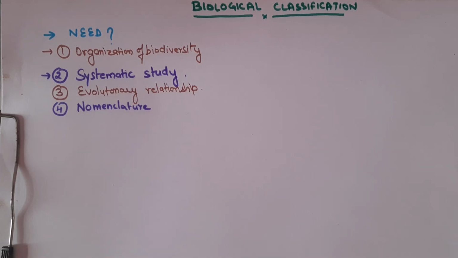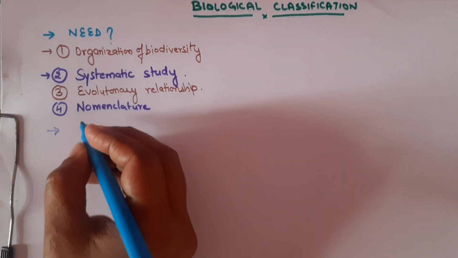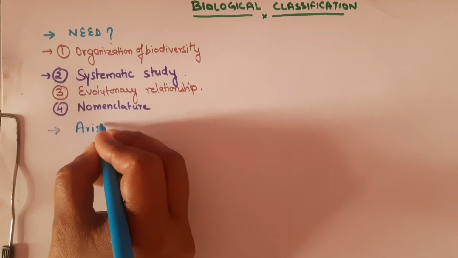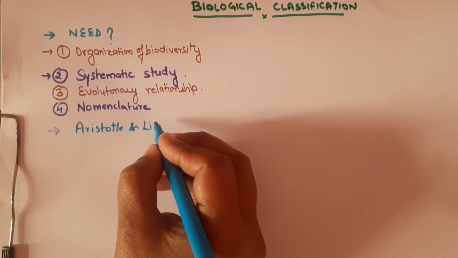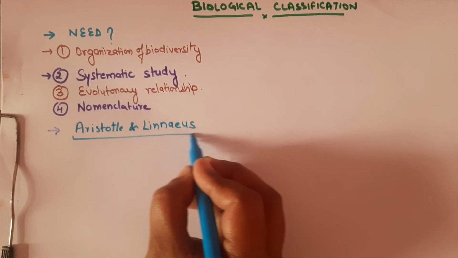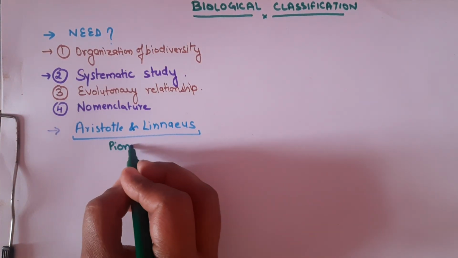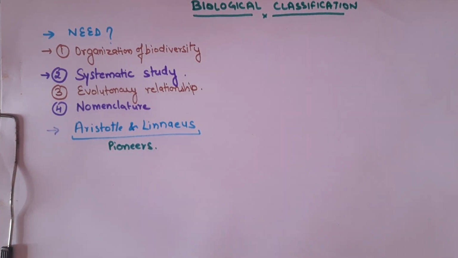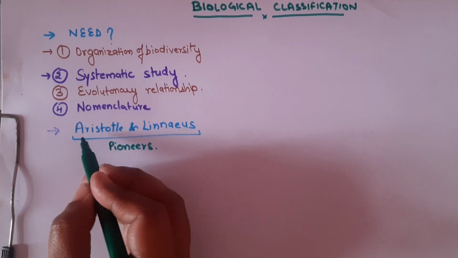The early attempts at classification were made by the scientists Aristotle and Linnaeus. These two scientists are the pioneers, so they made the early attempts at classification. Let's first talk about Aristotle.